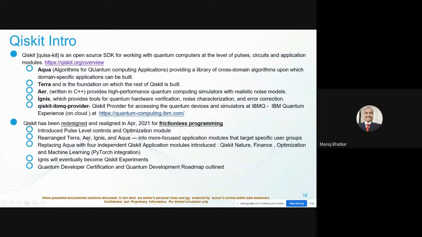They rearranged Terra, Aer, Ignis, and Aqua. No more Aqua is there. So those are all deprecated. And now they call it Qiskit Application. And within application, there are libraries to start off with, either Qiskit Nature, which is basically natural simulation or nature related problems, finance, optimization, and machine learning, which is basically integration with PyTorch, right?